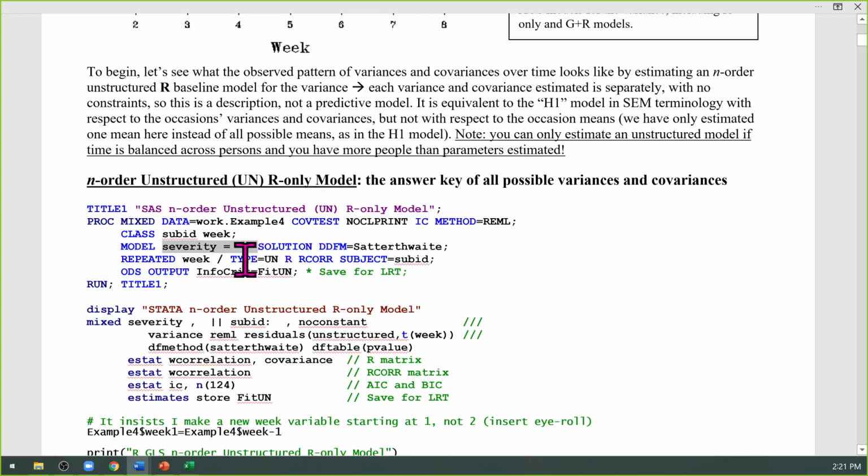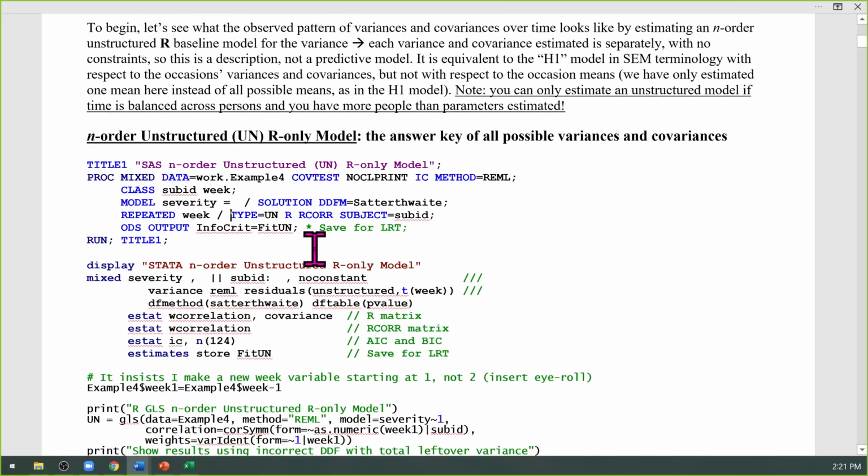So the answer key model, and this is the part that I didn't do explicitly in example 3b, but I knew this was coming, so that's okay, is type equals UN.